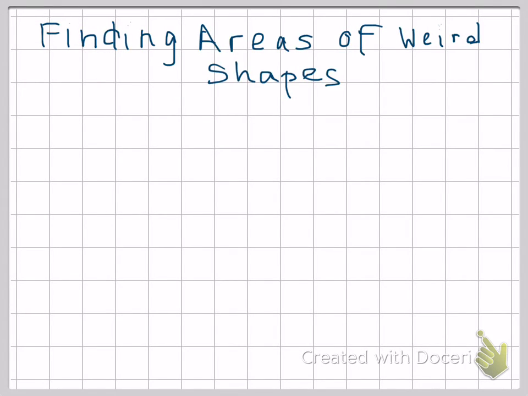Howdy doody, you guys. I want to talk today about finding areas of weird shapes. Sometimes, when you don't have a formula to work with, you're going to want to estimate, or you're going to have to count squares. So we're going to talk about some methods with that today.